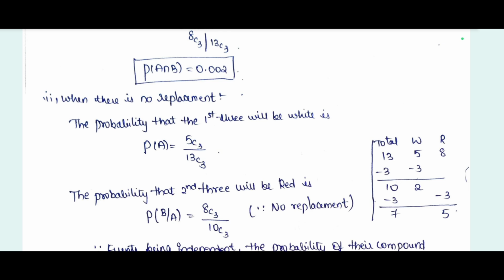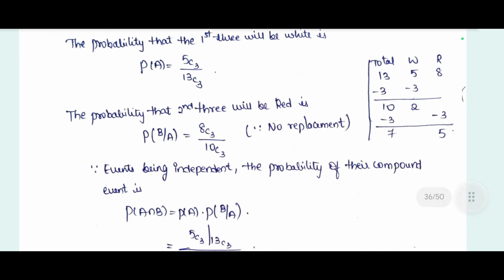When there is no replacement, the probability that the first 3 balls will be white is again the same. The probability that in the second draw there will be 3 red balls with no replacement, that is probability of B given A, is again reduced. That is 13 minus 3, 10C3, and similarly here 8.